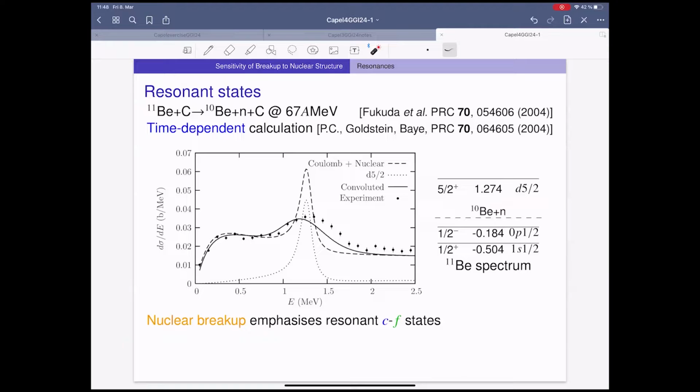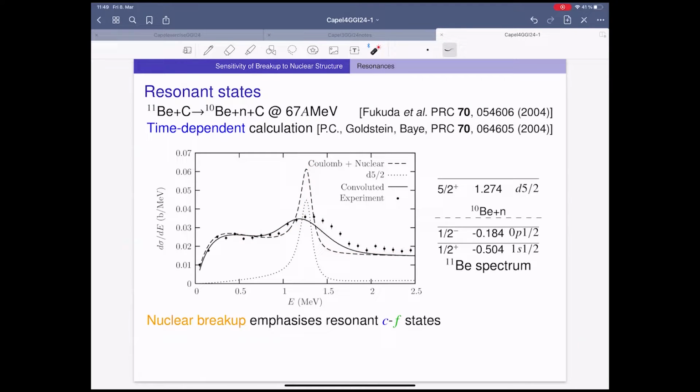to reproduce what was known about the resonance, the location, which is 1.274 MeV, and the width, which is about 100 or 200 keV. And so this is what we got from the calculation. Holy shit, what is going on here?